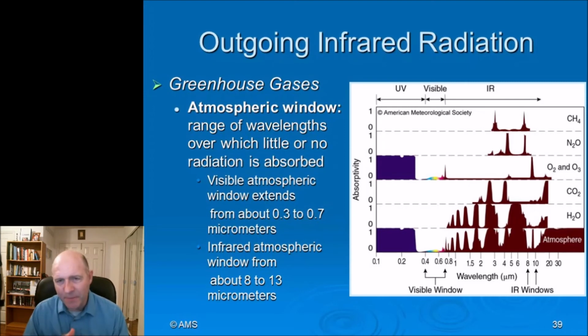Let's slice this up into its 6 layers from top to bottom. That's CH4, methane, nitrous oxide, ozone and oxygen, carbon dioxide, and then water vapor. Each one of those layers. And then that bottom layer is the top 5 all combined.